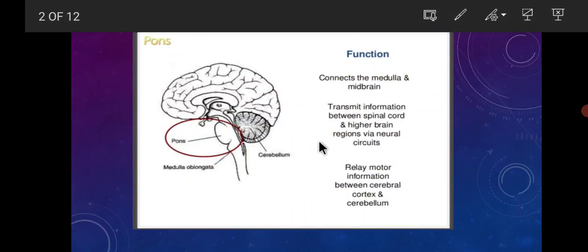Then what are the functions of pons? As I have already told, it connects the medulla and midbrain. Again, it transmits information from the spinal cord and higher center regions via neural circuits. It acts as a relay of motor information between the cerebral cortex and cerebellar cortex.